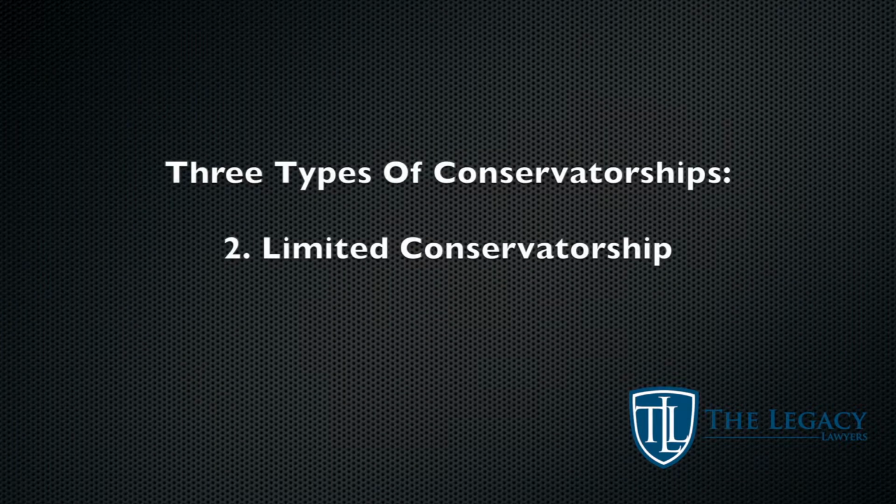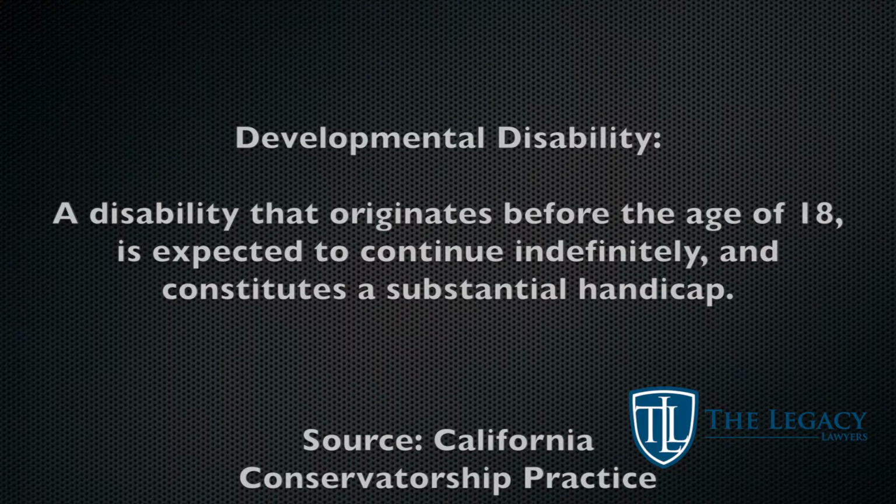A limited conservatorship is something that the court can appoint over someone who has a developmental disability. A developmental disability is, generally speaking, something that manifests itself either at birth or shortly thereafter, prior to the age of 18. Anecdotally, this includes intellectual disability, cerebral palsy, epilepsy, and autism. Generally speaking, candidates for limited conservatorship would be clients of the regional center.